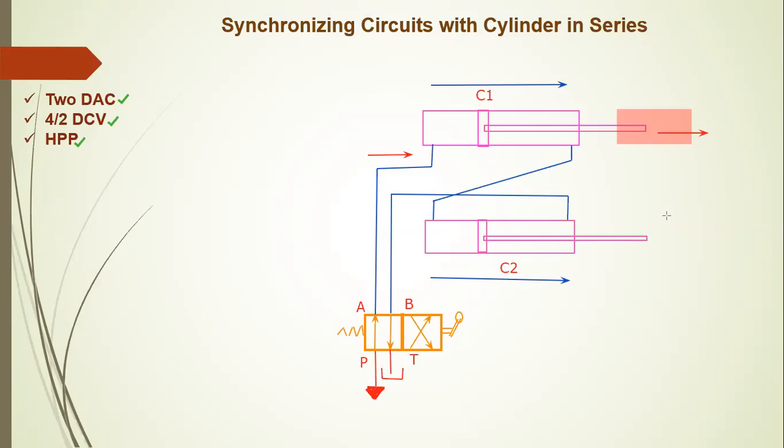So we can make the proper calculation, and then we use the synchronizing circuit with cylinders in parallel connection and the synchronizing circuit in a series connection. We need to know how far the piston rod moves per second or per minute. A proper calculation is required, and then we have to design the hydraulic circuit for series connection and for parallel connection.